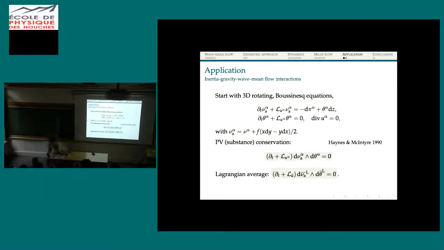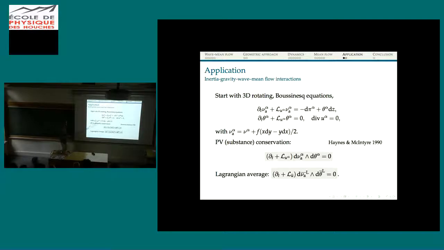So the power of this kind of language is the fact that, for instance, deriving PV conservation is a one-line calculation. You act on this with the exterior derivative, which is like a curl operation. That kills this term. And then you act on this with also the differential. The wedge product is some sort of extension of the cross product. And there you go. This is a version of potential vorticity conservation.